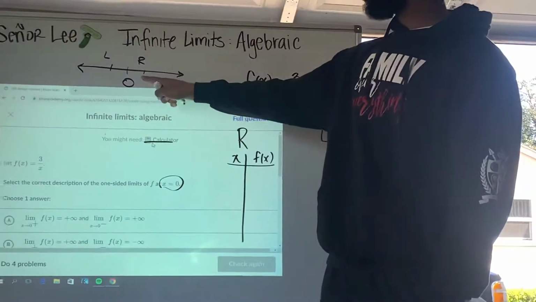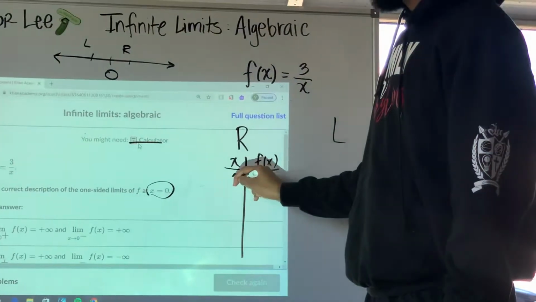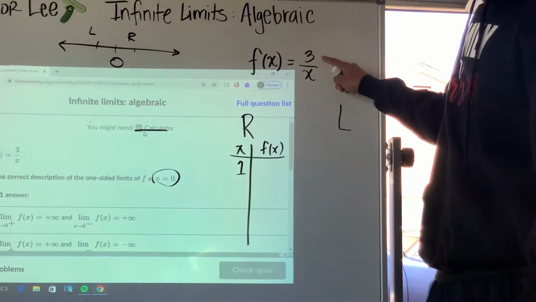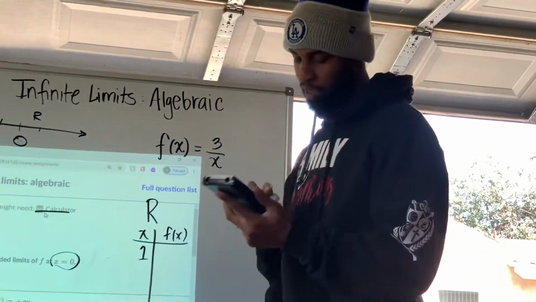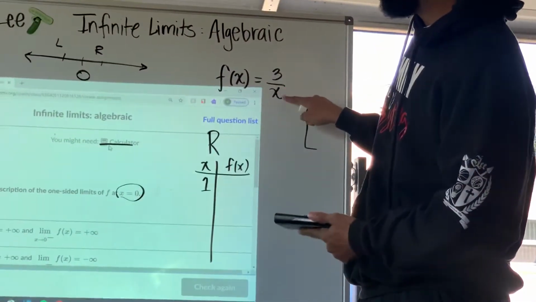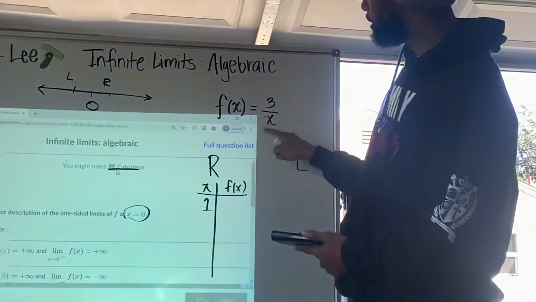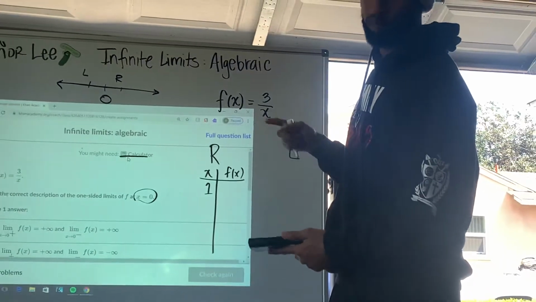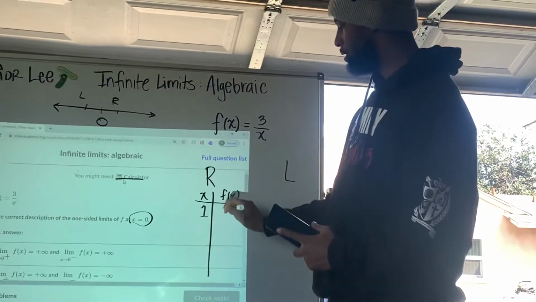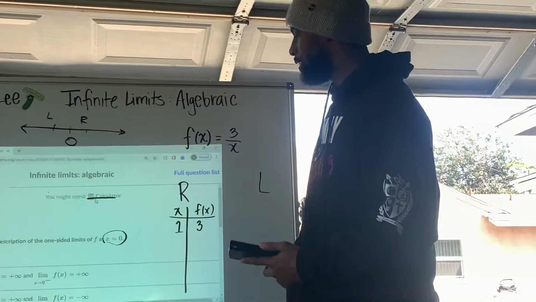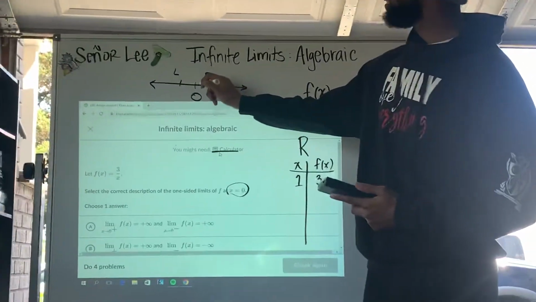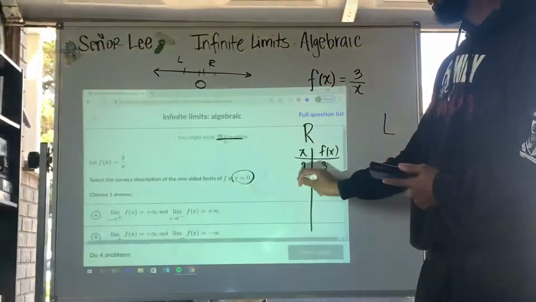I'm gonna start with 1 and plug it in right here. Again, I'm gonna use my calculator. Get your calculator ready. It's 3 over x. So if I plug in 1, it's gonna be 3 over 1. 3 divided by 1 is just 3. Now I'm gonna try 0.1.